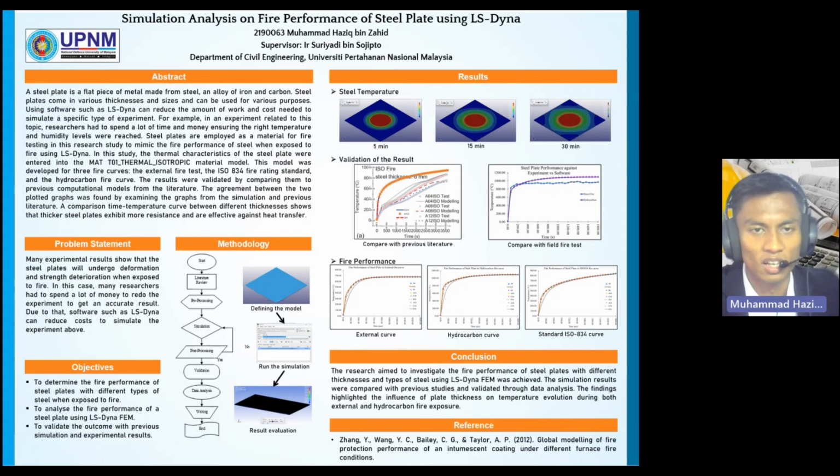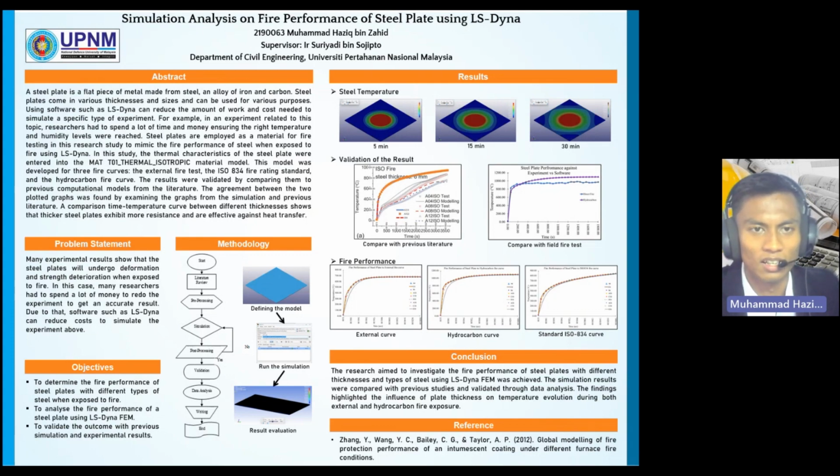In the study, I will use steel plate as the medium for fire testing, using three different thicknesses, which are 6 mm, 10 mm, and 20 mm, and three different types of steel from the ASTM standard: A131, A322, and 304. I will simulate the findings using LS-Dyna because this software can reduce the amount of work that previous researchers had to do in experimental studies.